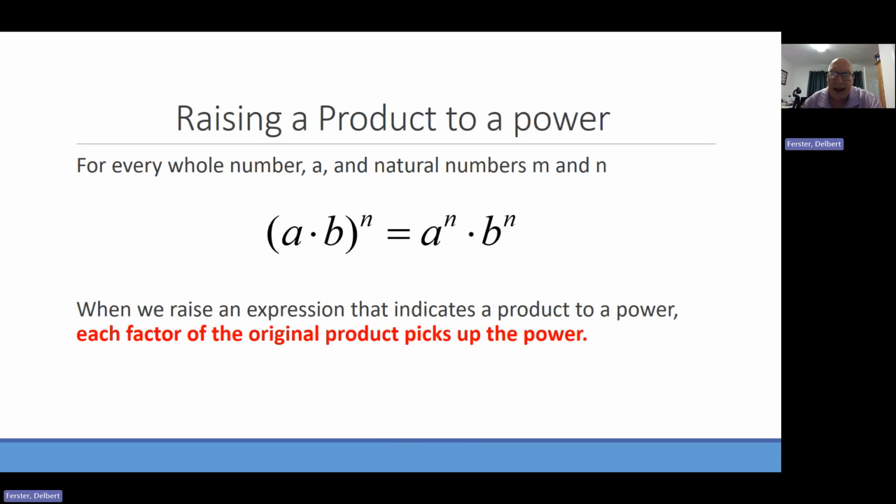If by chance we're asked to multiply several things to a power, what happens in effect is the power picks up each of those bases inside the set of parentheses. So we'll wind up having a to the n along with b to the n involved in our chain of multiplication. So anything inside the parentheses is affected by the outside power.